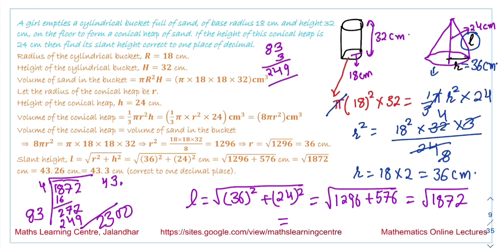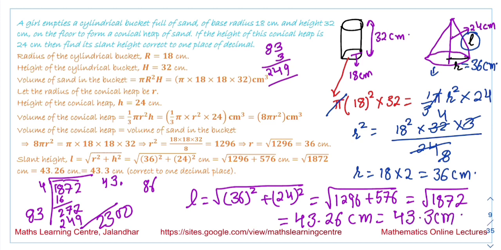So the next term we will obtain over here will be 86. And when we continue in this way, the final answer that we will obtain, the square root of this value, is 43.26 centimeter. The answer we have to write is up to 1 decimal place. So by rounding this term, we will get the answer as 43.3 centimeter.